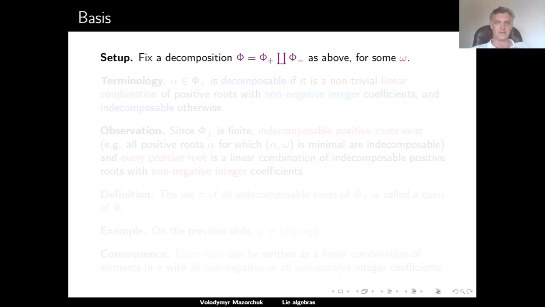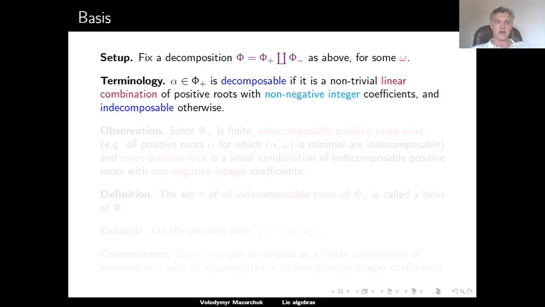So let's fix a decomposition phi into positive and negative roots with respect to some choice of omega as above. We will say that a positive root alpha is decomposable if we can write it as a non-trivial linear combination of positive roots with non-negative integer coefficients. And we will say that alpha is indecomposable if it is not decomposable.